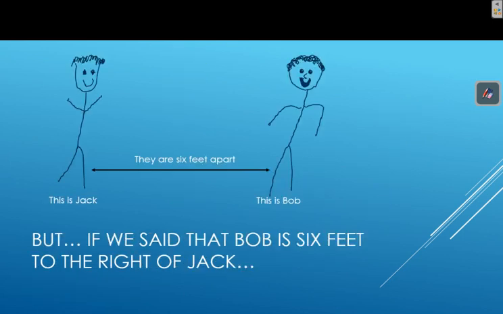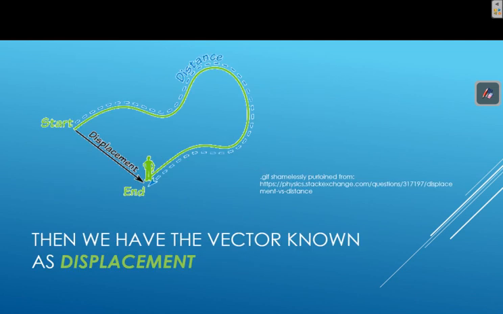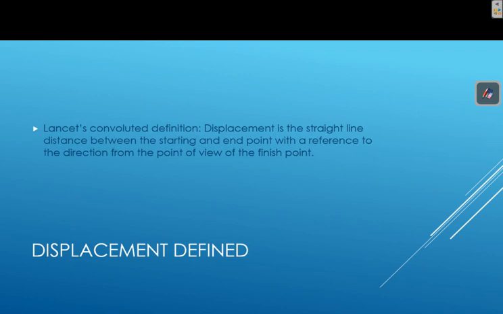But, if we said that Bob is 6 feet to the right of Jack, now we have defined a vector known as displacement. And if you look at this graphic here, displacement is simply the straight line distance between the starting point and the ending point. You can follow this long, twisted, convoluted path, but in the end, displacement is your change in position from the start to the finish. Now, my convoluted definition is displacement is the straight line distance between the starting and end point with a reference to the direction from the point of view of the finish point.